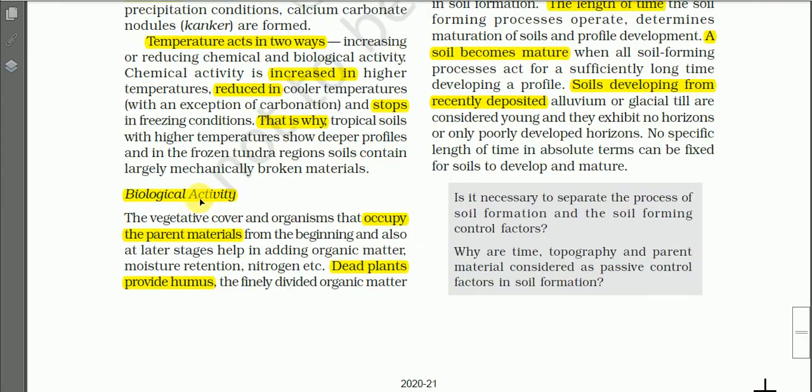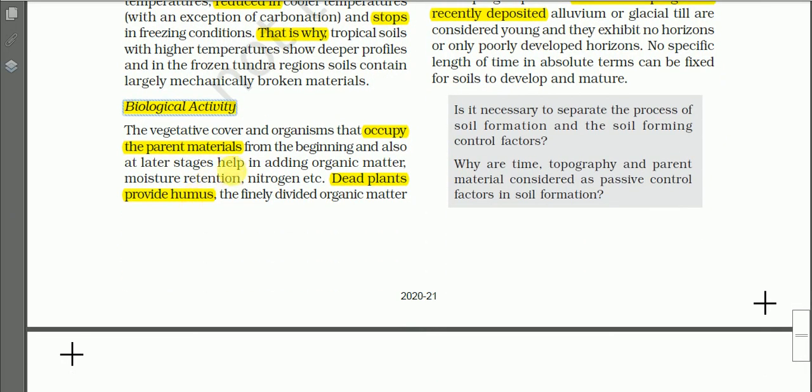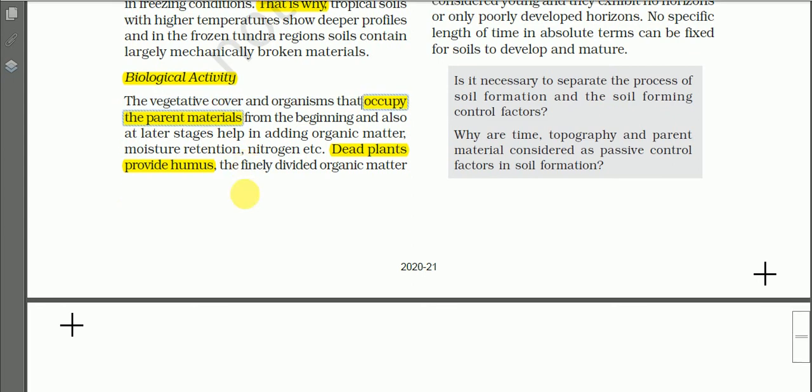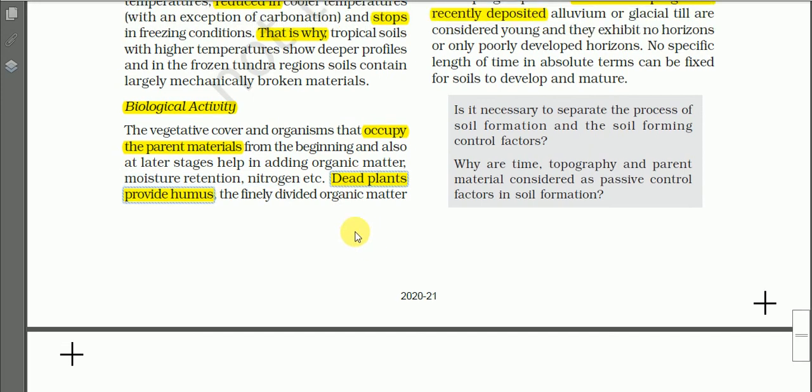Okay, so next we have biological activity. The vegetative cover and organisms that occupy the parent materials from the beginning, and also in the later stages, help in adding organic matter. The vegetative matter and dead bodies of organisms will provide humus, organic matter, in the soil. It also helps in the retention of water, moisture in the soil, and nitrogen also. Then dead plants provide humus.